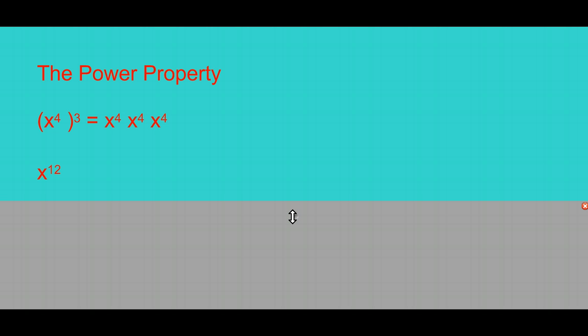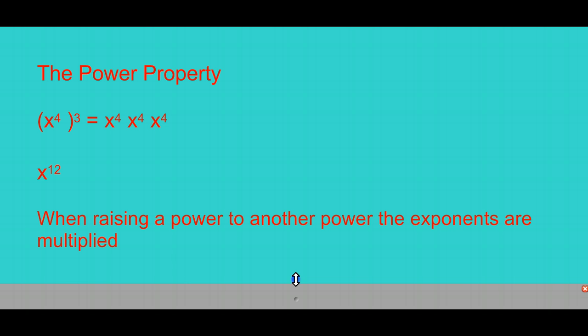So the power property recognizes there's actually a shortcut for this, because adding over and over and over again is the definition of multiplication. So therefore, when we have x to the fourth to the third power, the fastest way to get to our solution is to multiply power times power. So our rule is, when you are raising one power to another power, the exponents are multiplied. Let's look at a couple of examples of this.